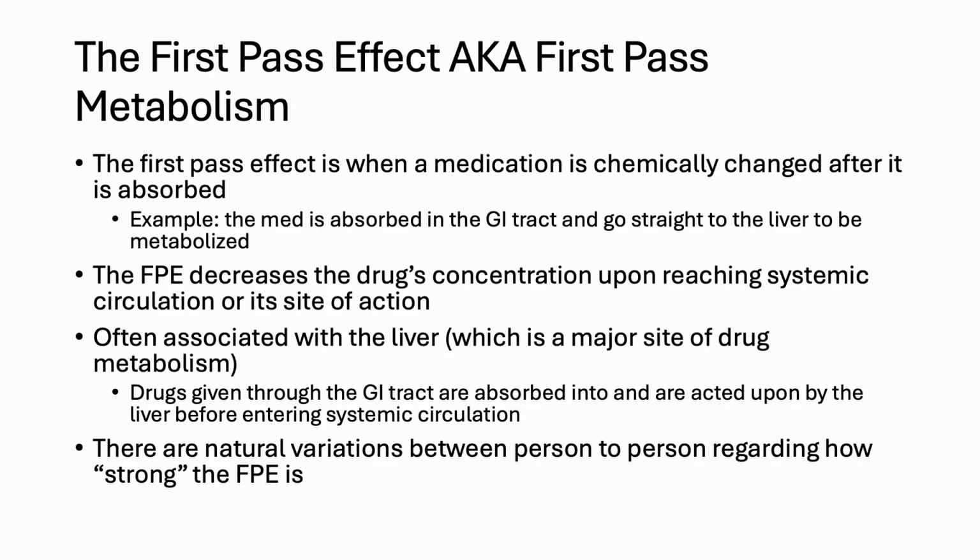So to sum up this slide, the first pass effect is when food or medications are absorbed from the GI tract into hepatic portal circulation. The liver does something to it. The liver releases it. It travels up to the heart, the heart beats, and then this medication is distributed all across our body.